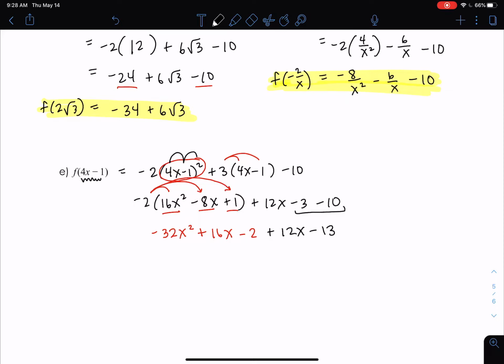All right, looking for like terms, I see negative 32x squared is all on its own. Plus 16x plus 12x gives me 28x. And then we have minus 2 minus 13 for minus 15. And we're done. That's how you plug in a binomial.